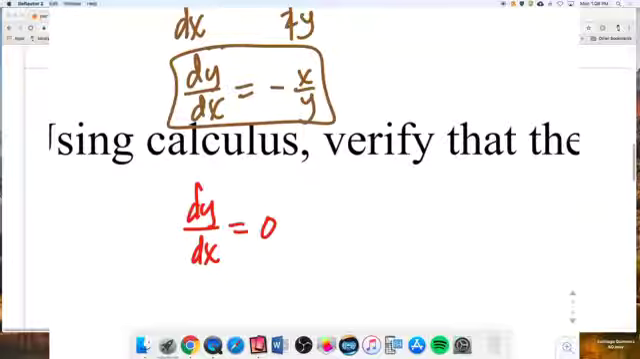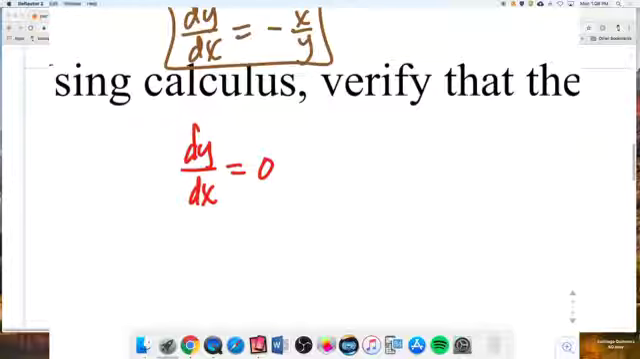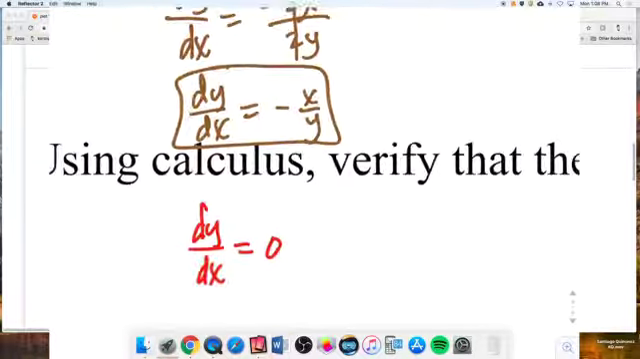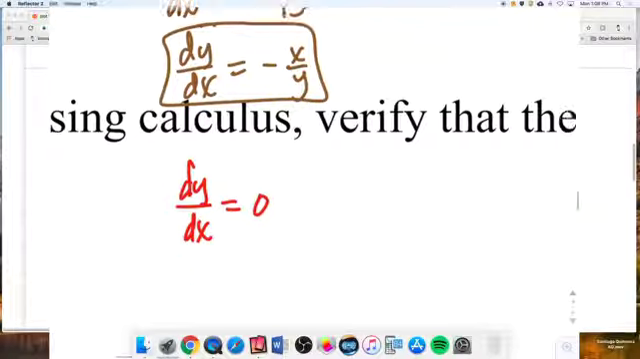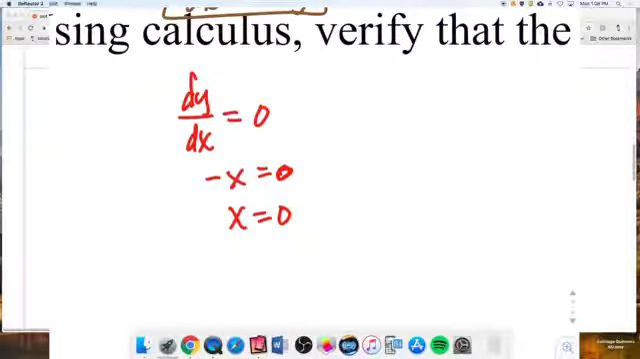This is what you're going to have to show: dy/dx equals 0. Well, that's going to be when the numerator is 0. So what do you want to do with the negative? Do you want to associate that with the numerator or the denominator? Yeah, it doesn't matter. I'll associate it with the numerator. So that's going to be when negative x equals 0, which now I solve for x and I get x equals 0. Now, how do I find the y values that go with it? Because that's just an x coordinate.